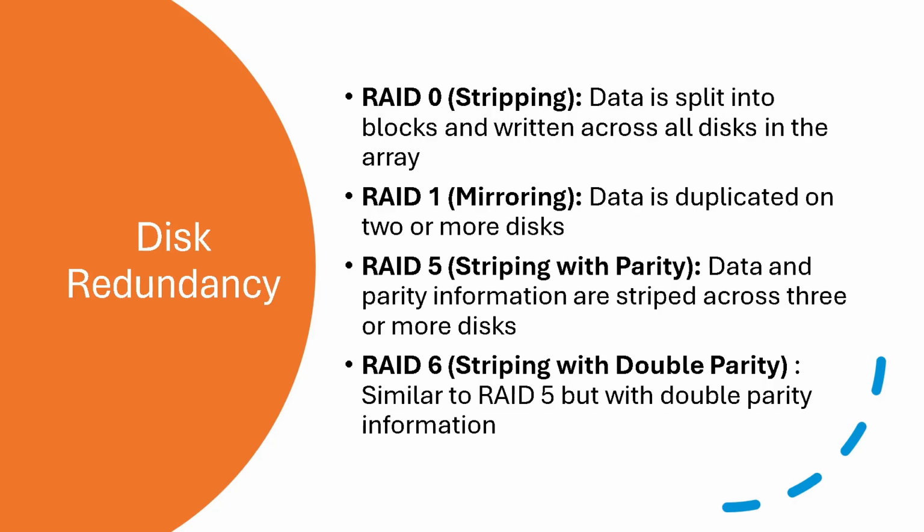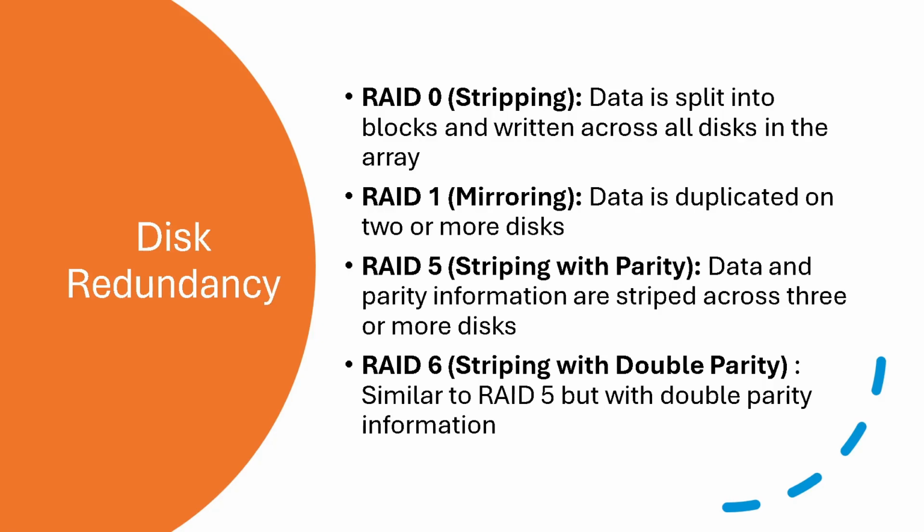RAID level 0, also known as striping. In RAID level 0, the data is split into blocks and written across all the disks in the array. This improves read write performance but offers no redundancy, which means that if one disk fails, all the data of that disk is lost. RAID level 1, which is known as mirroring. In RAID level 1, the data is duplicated on two or more disks, which offers high data redundancy and fault tolerance, but the storage capacity is halved or maybe higher due to the cost of duplication.